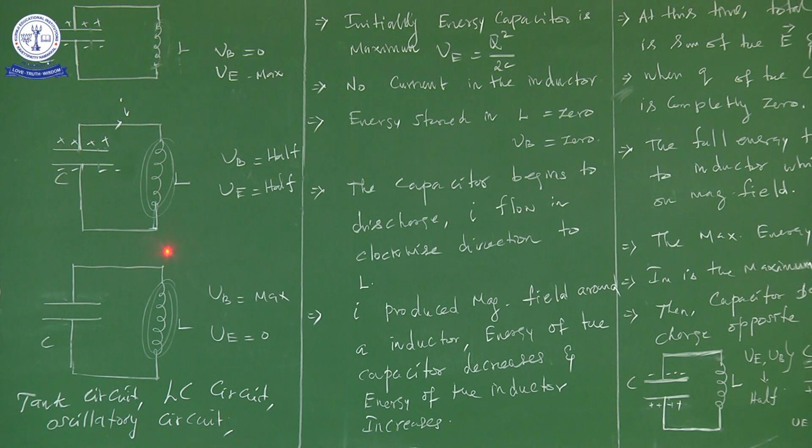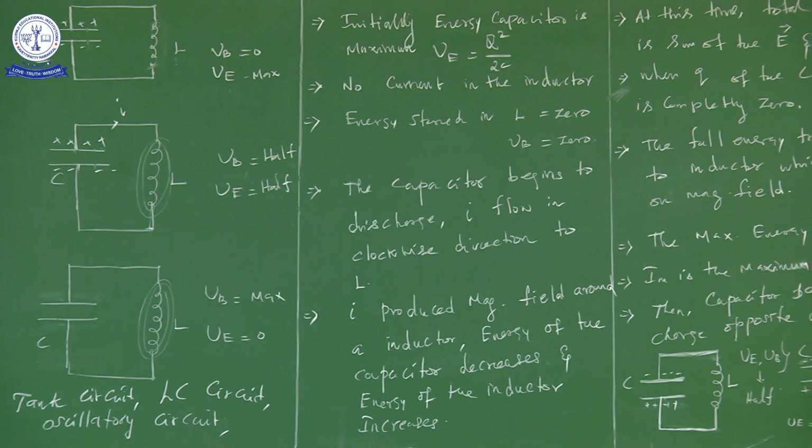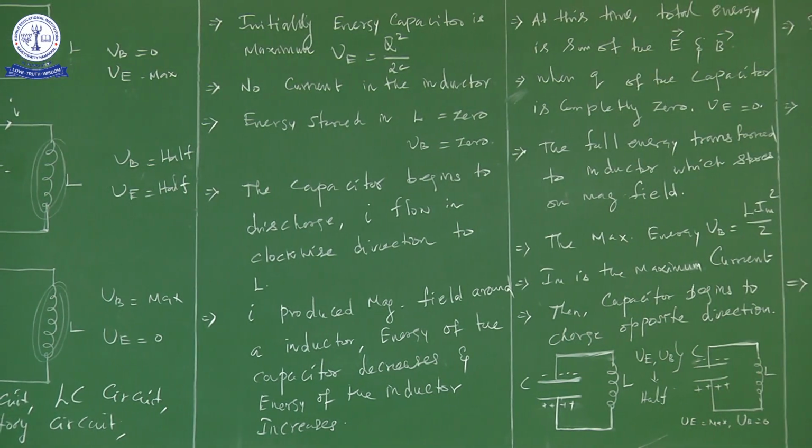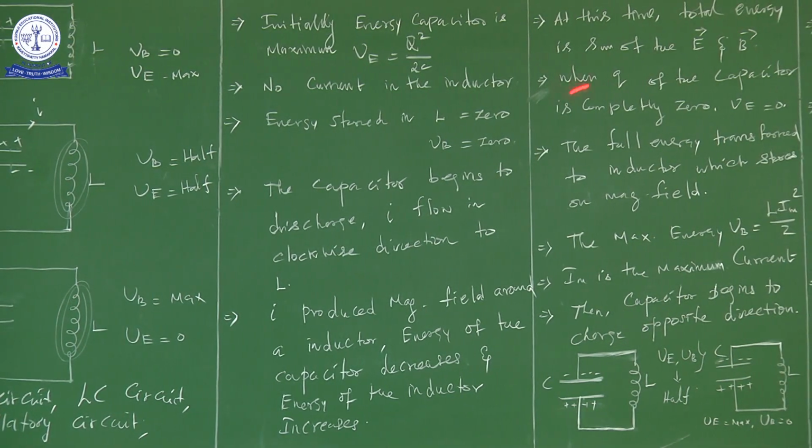In the second diagram, if you want to calculate the total energy, it is nothing but the sum of the electric field energy and the magnetic field energy. At that time, the total energy is the sum of the electric field energy and the magnetic field energy. I hope you already know both electric field and magnetic field are vector quantities.